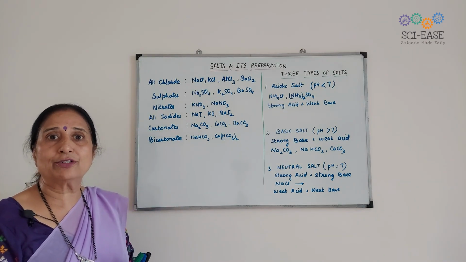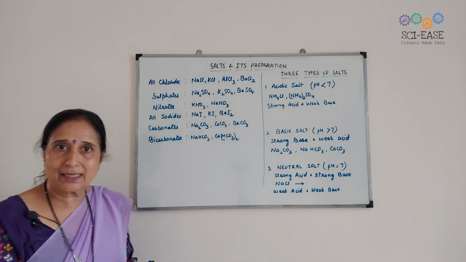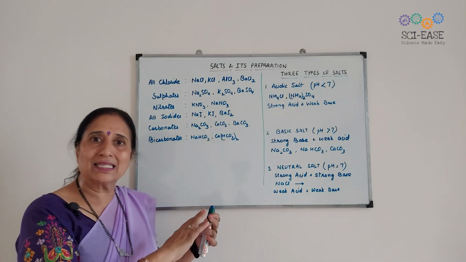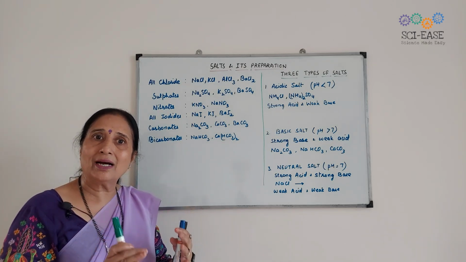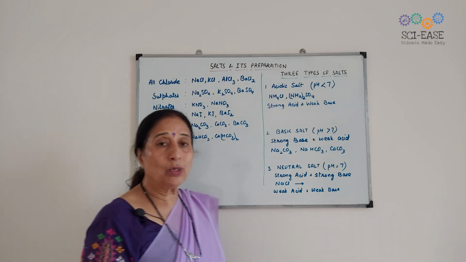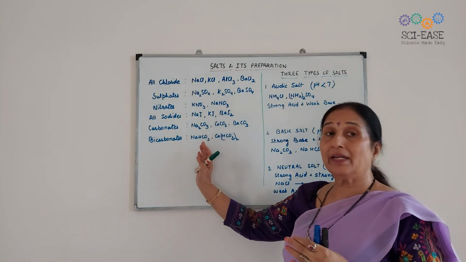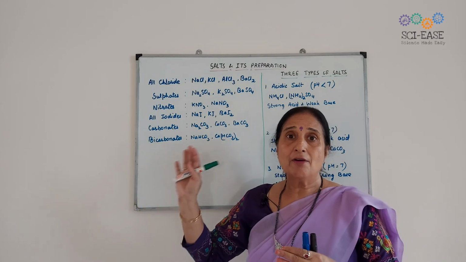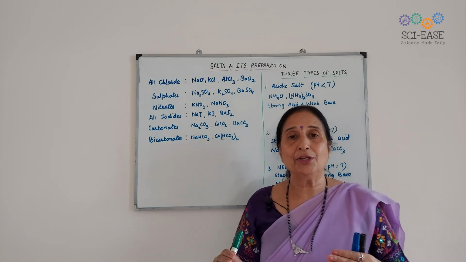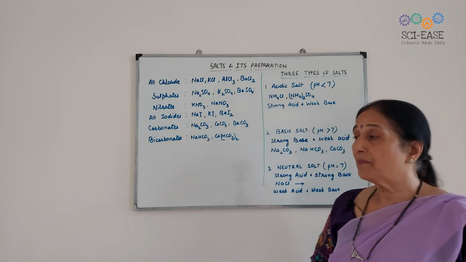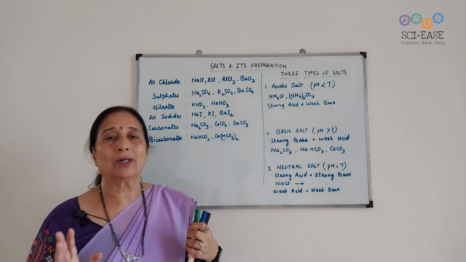For calcium hydrogen carbonate, that is Ca(HCO3)2. That depends upon the valency. You must know how to form the formula. I have told you in my last video also. Okay. So, these are the names and the formulae of the various salts which I have written. You must note down these salts in your notebook.